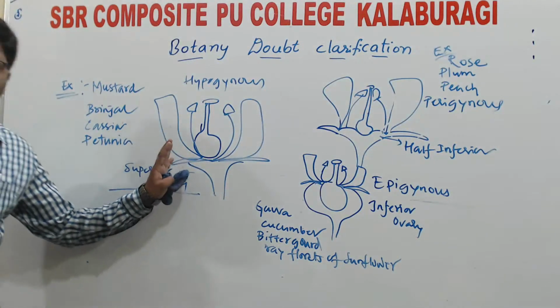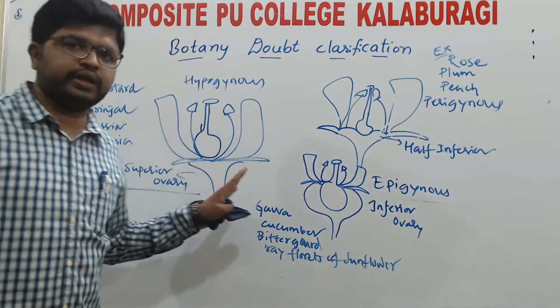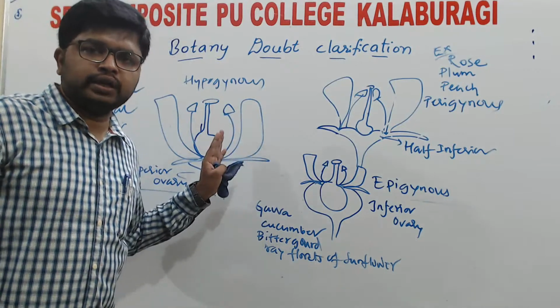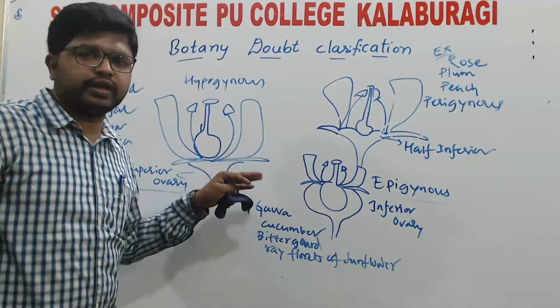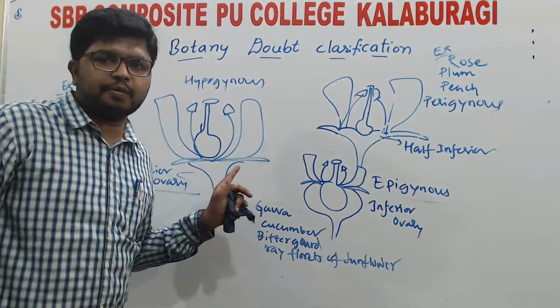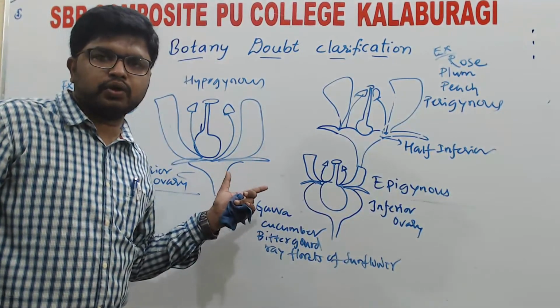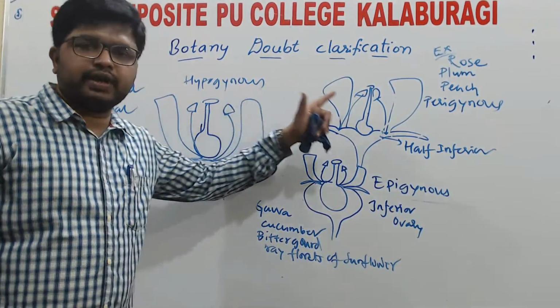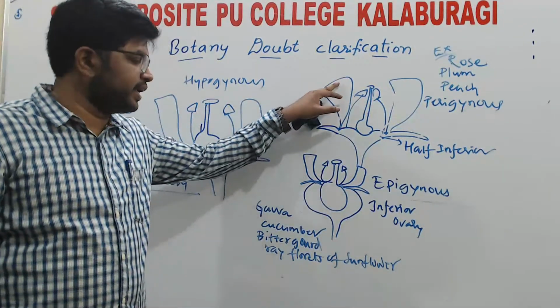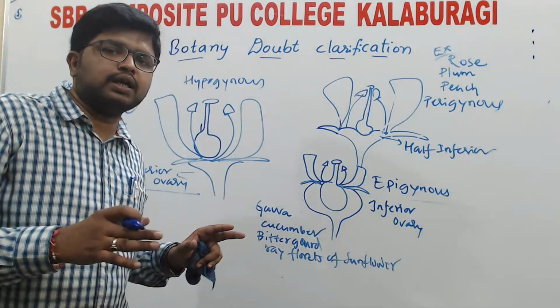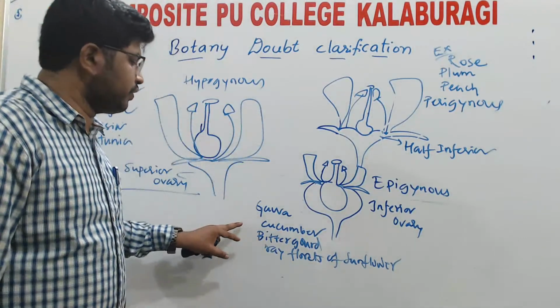So these are the positions of ovary with respect to thalamus. Remember this. If the ovary is above and all the floral parts are below, we call it hypogynous. When it is at the same level, we call it perigynous. And when the ovary is below and all the floral parts are above, we call it epigynous.